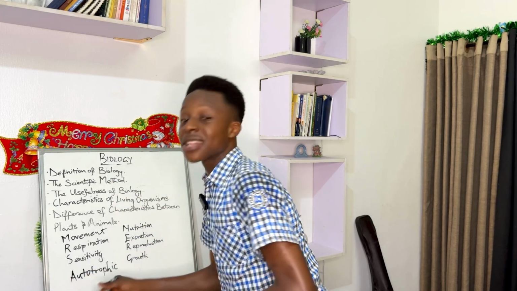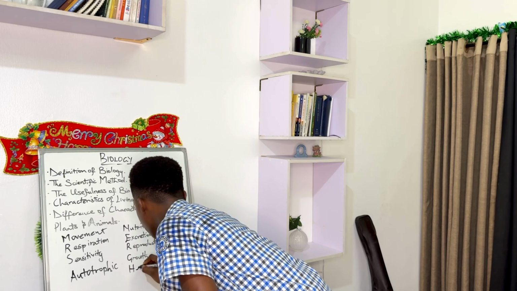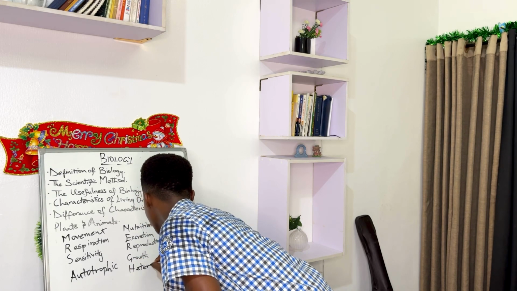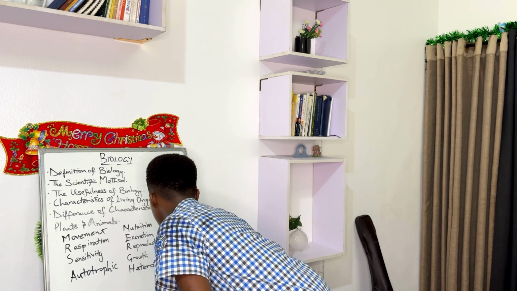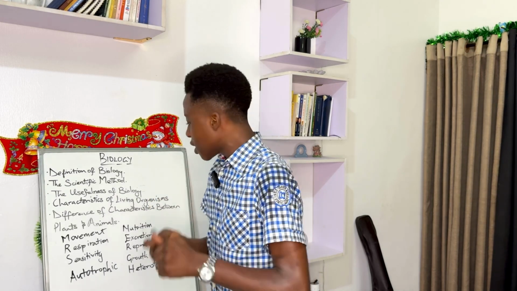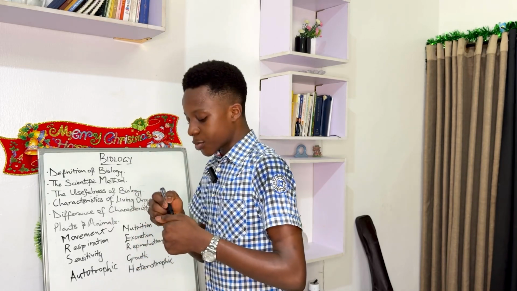And this means that plants are autotrophs, but animals are heterotrophs, or they have heterotrophic nutrition. All right, I've talked about movement. Now let's talk about respiration.